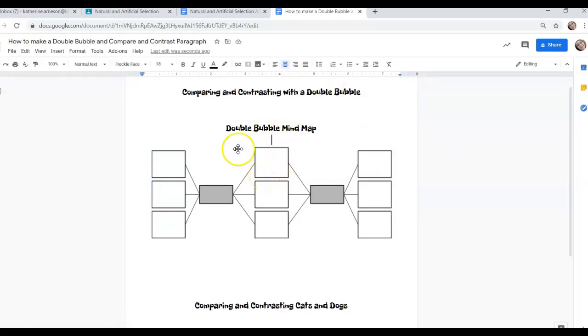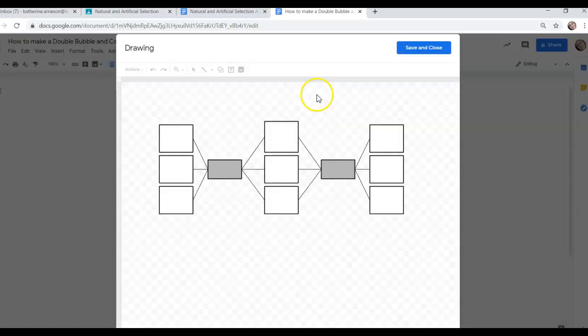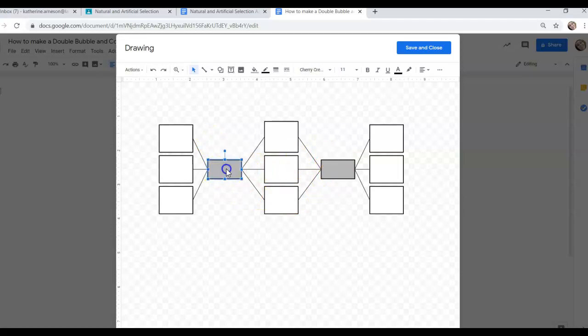All right, so if you hover over it, you get this little set of arrows going in all directions like a compass rose. You click on that, and then you can go down to edit. Okay, and then we have our double bubble, and all these are text boxes, so we can just add to it. The very first thing you want to do is, in these darker gray boxes, put our two subjects that we're going to compare. So of course we have cats on one side, and then dogs on the other side.